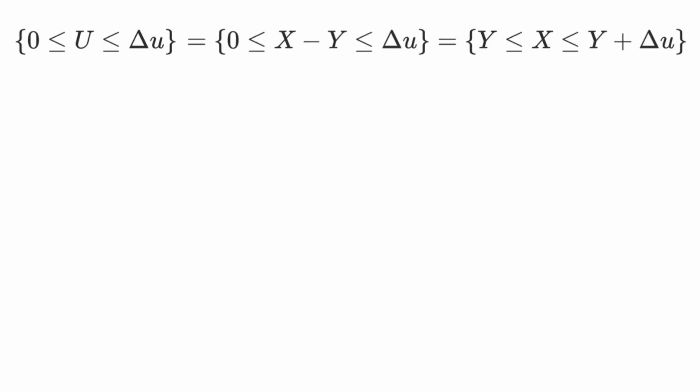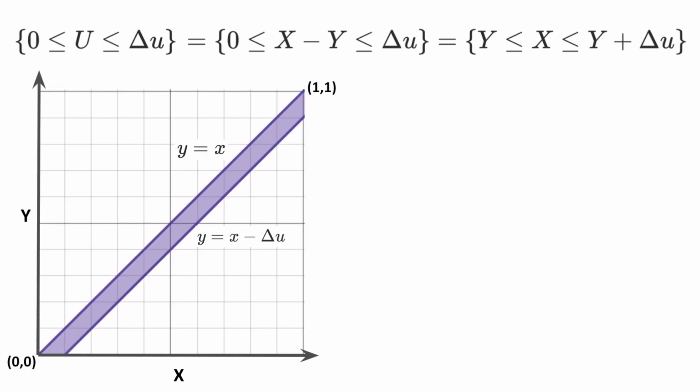Let's look at the event that u is contained in this small interval. Notice that this is equal to the event that x is between y and y plus delta u. If we draw this event on the unit square, we see that it corresponds to the region between the two lines y equal to x and y equal to x minus delta u. The conditional probability that we're interested in of the event that x is larger than a half corresponds to this highlighted region, which takes up about half of the total region in purple. Indeed, as delta u approaches 0, the ratio of these areas converges to a half.